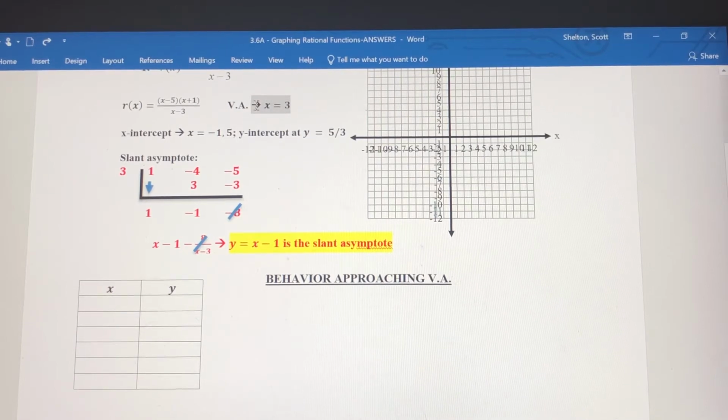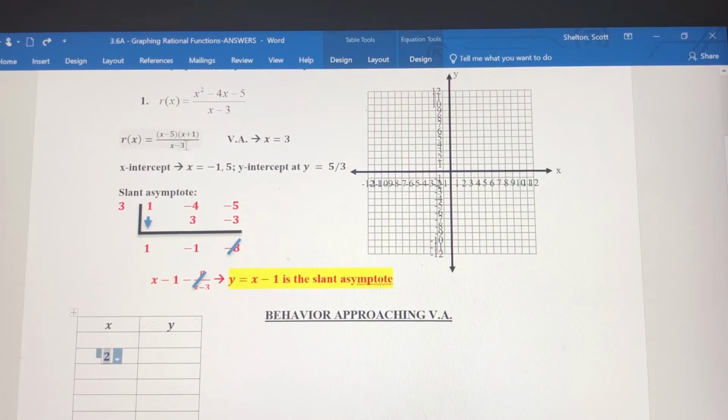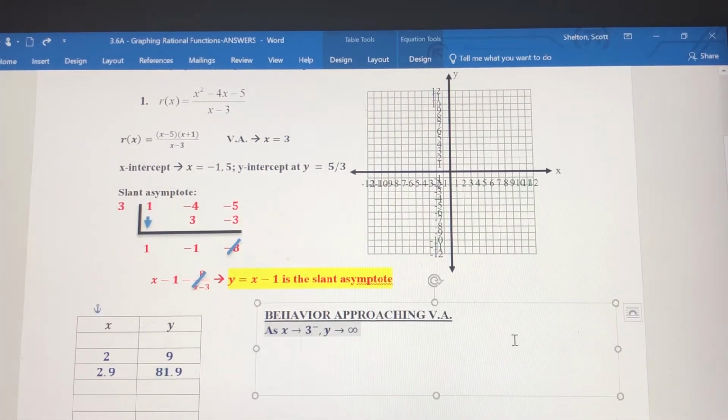So we want to approach this 3 from the left and from the right, okay? So let's start out coming from the left. If we plug in 2 for x into either the original function or the simplified one here, we're going to get a y value of 9, okay? Let's plug in 2.9. We want to get closer and closer to this vertical asymptote. When we do that, we get a value of 81.9, okay? Notice, still positive, getting larger and larger. So what we say, as x approaches 3 from the left, y is going to approach positive infinity, okay?